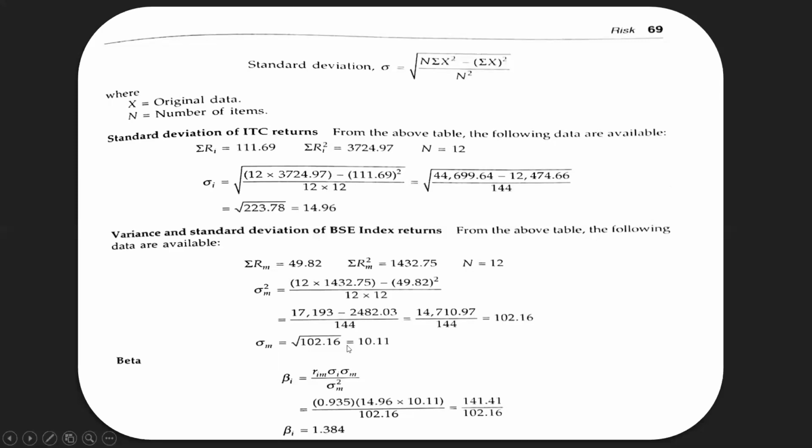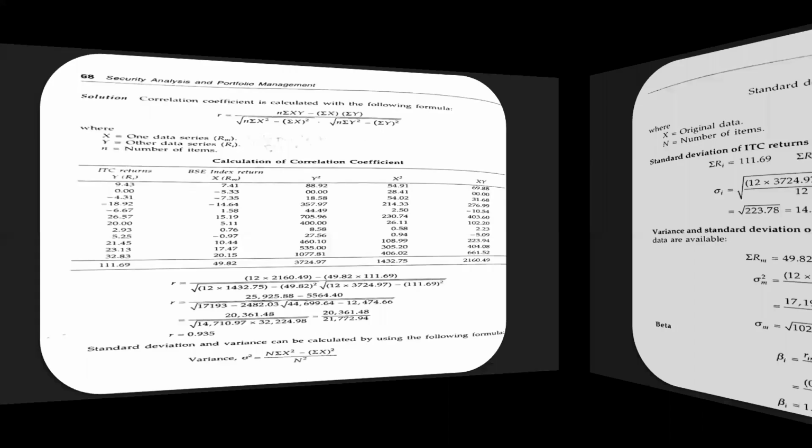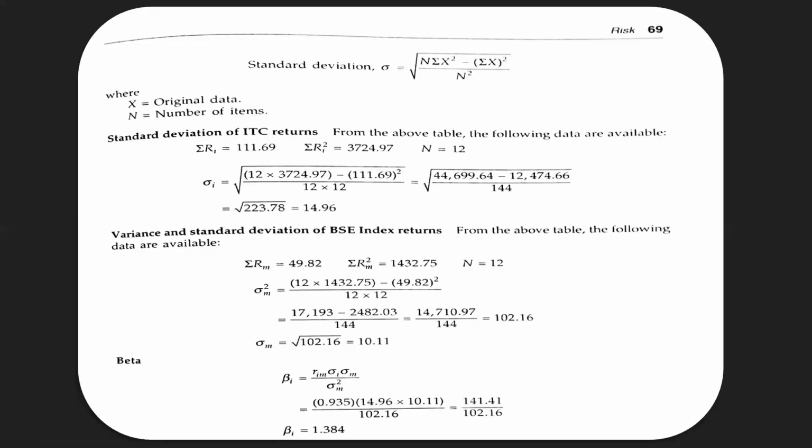Now we can calculate the beta value. We have calculated all the variables required. R of IM has already been calculated as 0.935. The R value 0.935 into the standard deviation value of ITC returns, that is 14.96, into the standard deviation value of the market index, which is 10.11, divided by the variance of the market index. The variance of the market index is 102.16. So you will get the beta value as 1.384.